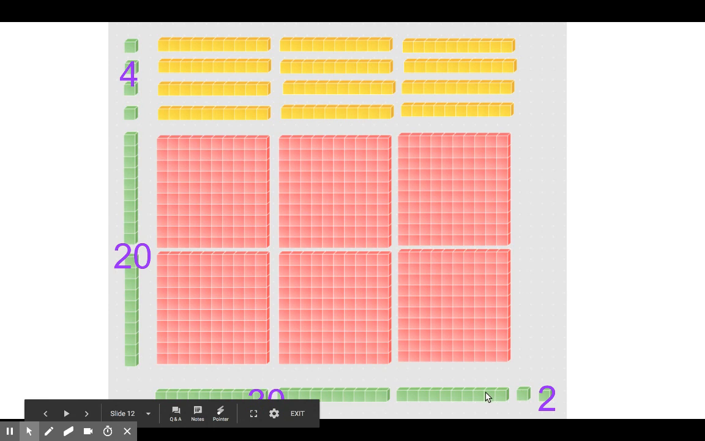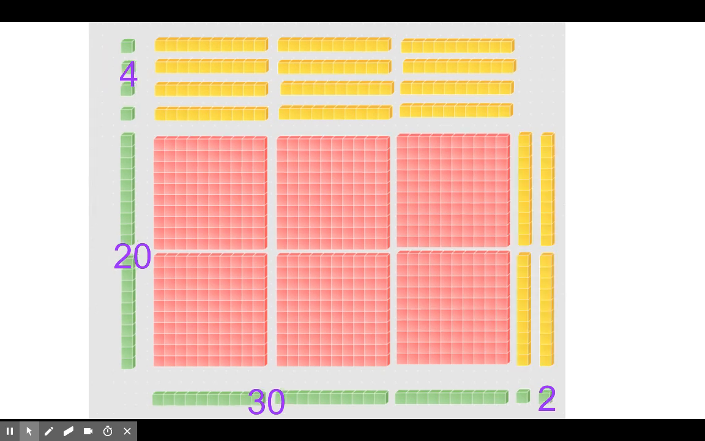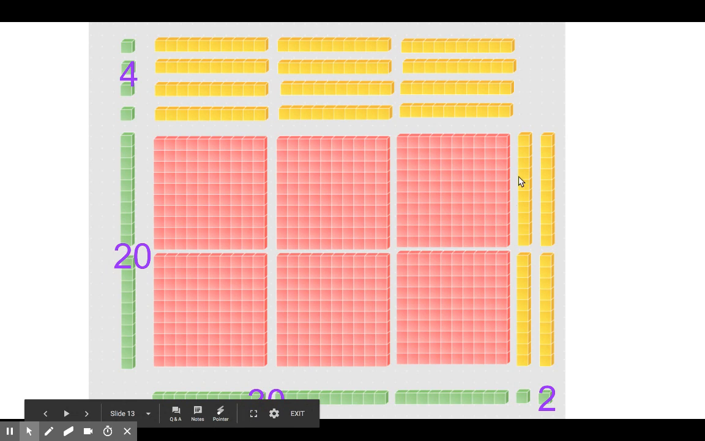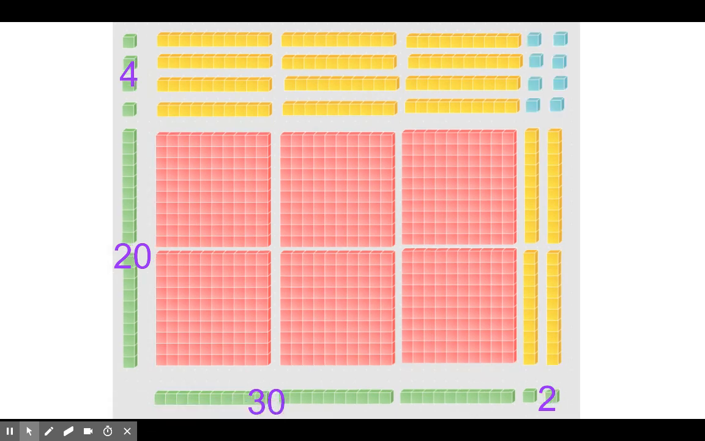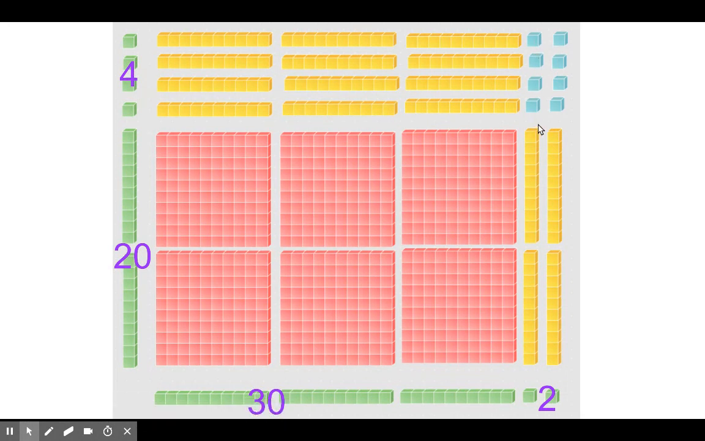So each of the 30s is 30 units long by 4 high, so 3 10s long by 4 1s high, and you can see I've done those with the sticks. Likewise, the 20 times the 2 is 2 10s tall and 2 units wide. And then the 4 times the 2 will give me 2 units wide and 1, 2, 3, 4 units tall.